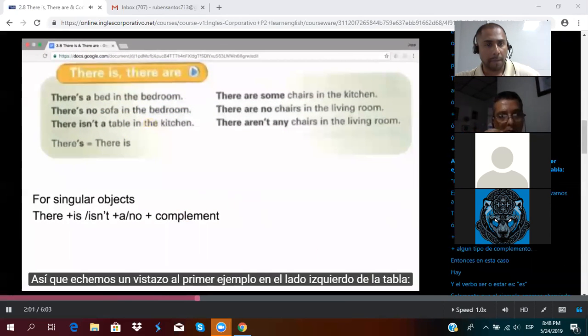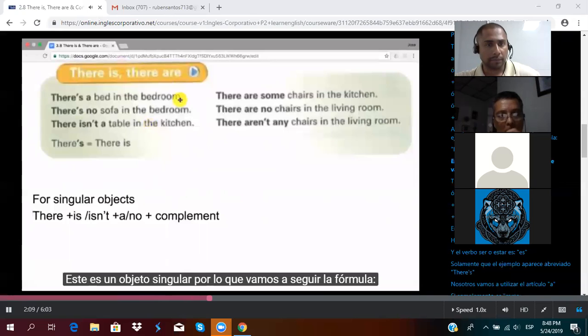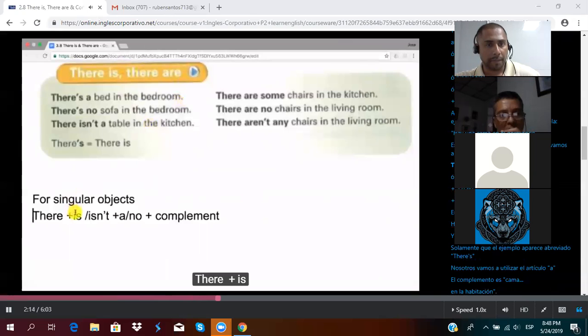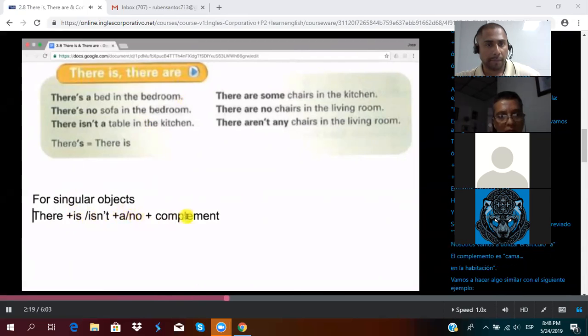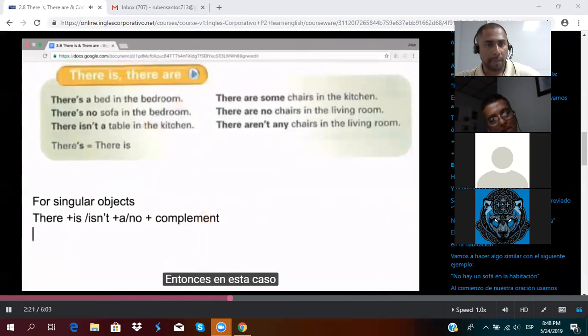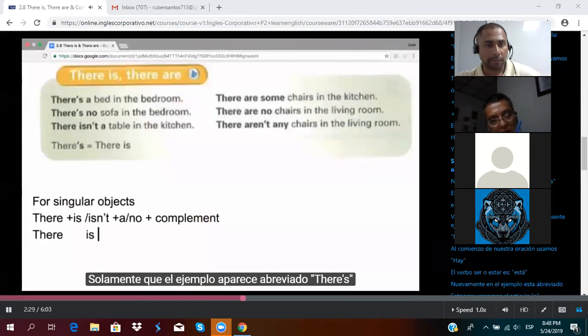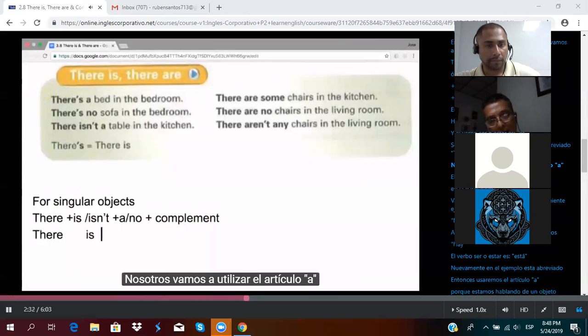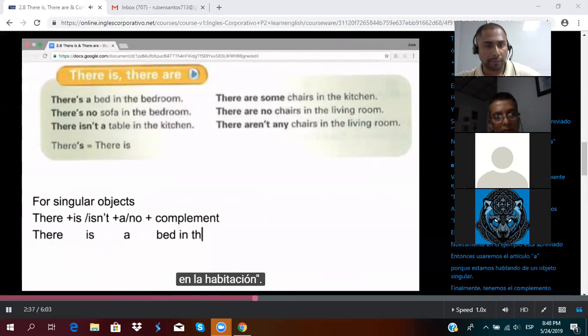So let's take a look at the first example on the left hand side of this chart. There's a bed in the bedroom. This is a singular object, so we're going to follow the formula there plus is or isn't plus a or no plus some kind of complement. So in this case we use there, then the verb to be is. In the example is contracted, as you can see, there's. We will use the article a. The complement is bed, in the bedroom.